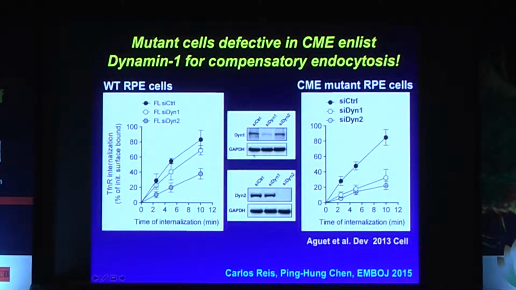So there's no change in the expression levels of dynamin, but you can see that now these cells require both dynamin-1 and dynamin-2 for Clathrin-mediated endocytosis. The two isoforms still have non-redundant functions, as both are required for endocytosis in these mutant cells. So how is dynamin-1 being activated?